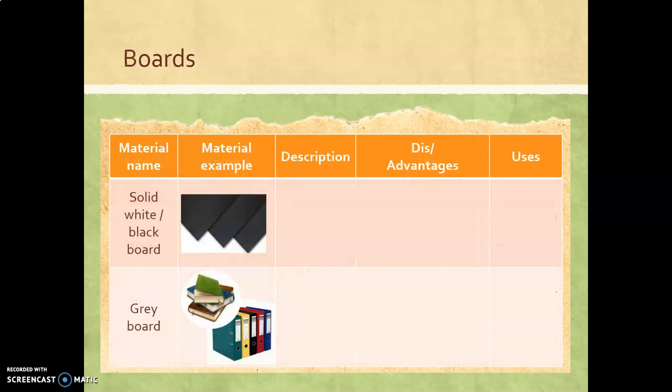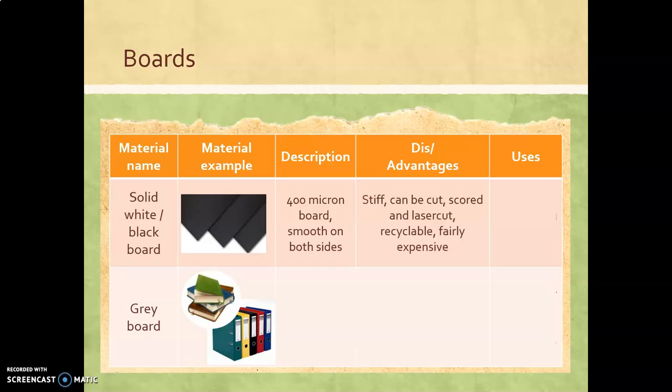Next, we have solid white and solid black board. So this is quite a bit thicker. We've gone from card now to board. This is 400 micron board, the stuff we have in school. It's stiff. It can be cut with a craft knife or laser cut. It is recyclable, but it is really quite expensive, something like 50p a sheet. So we don't like to use this for anything other than GCSE work, ideally for prototyping in school.